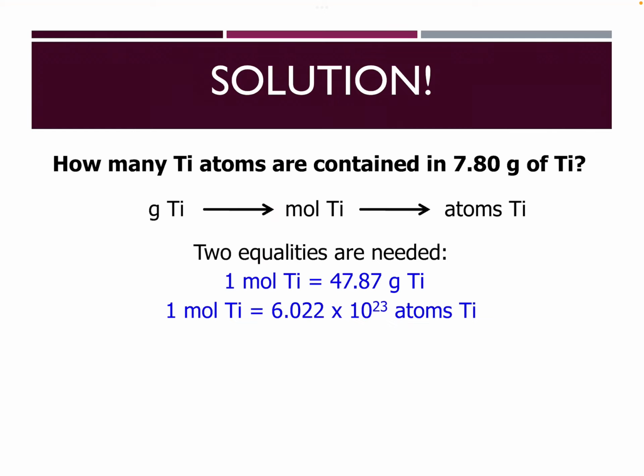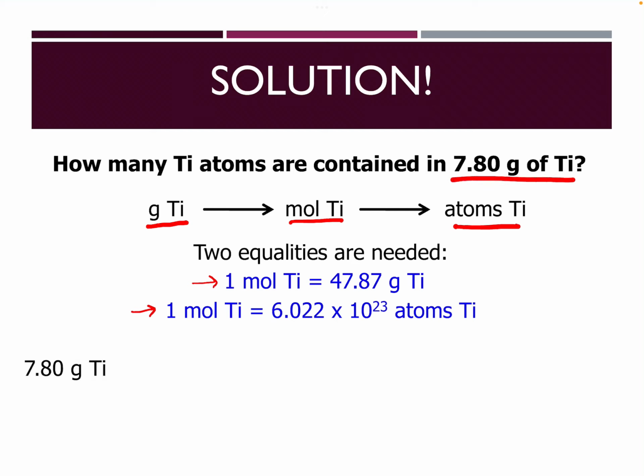Alrighty, so what we're going to do here is we're going to make a two-step train track. We're going to turn grams of titanium into moles of titanium, and for that we will use the molar mass, and then we'll change moles of titanium into atoms of titanium, and for that, we'll use Avogadro's number. Okay, so those are our two equalities here. We need to use 1 mole equals the molar mass to change from grams to moles, and then we'll use Avogadro's number to change from moles to atoms.